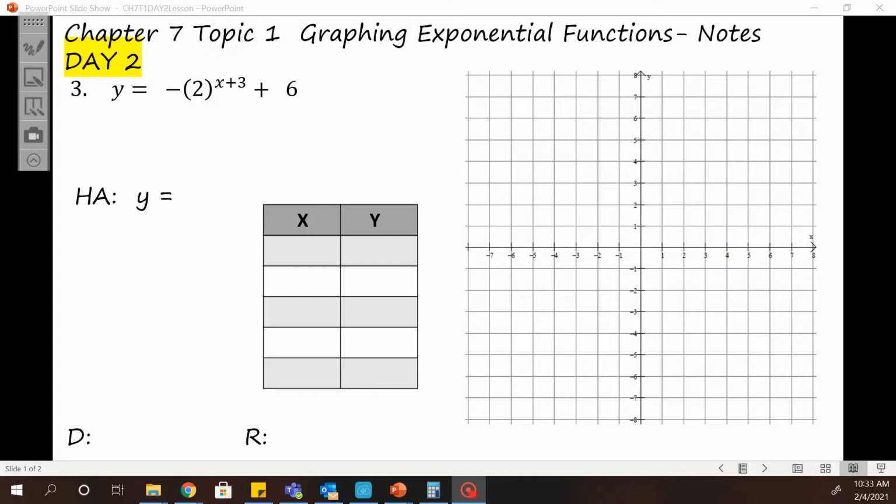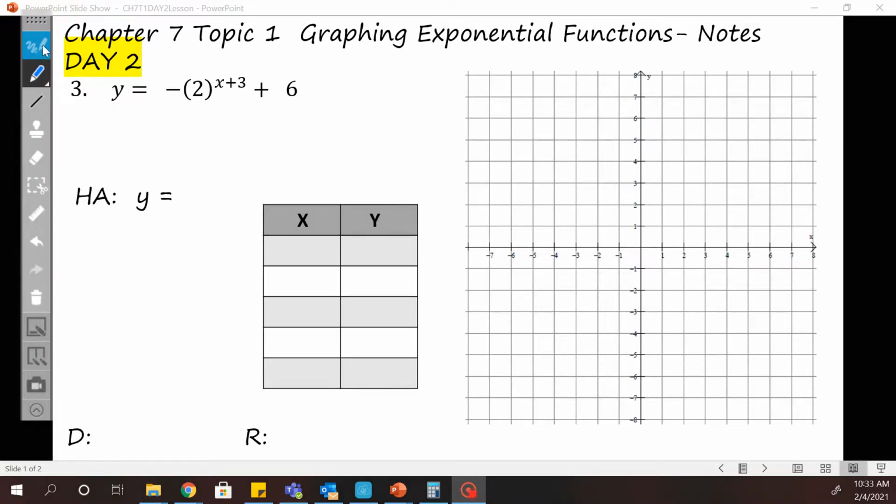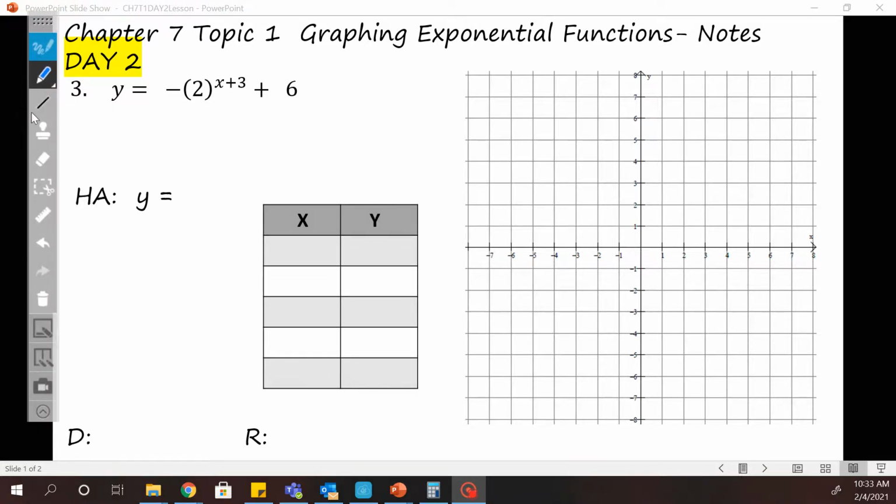We're going to continue looking at some graphs of exponential functions. These are going to be a little bit more difficult. They're going to have a lot more stuff involved in them. All right, so let's take a look at this example.